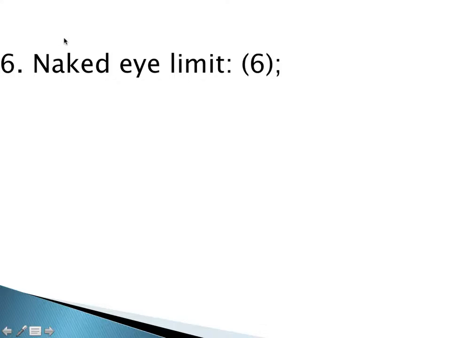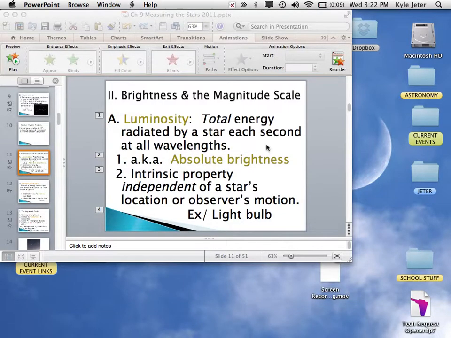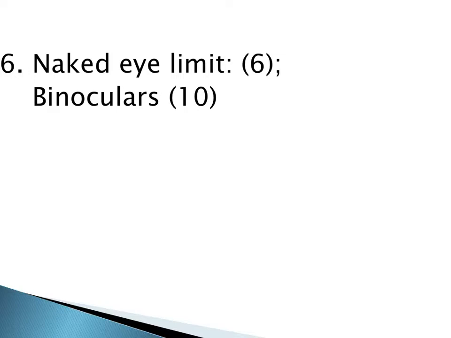Going in the other direction, towards dimmer things, you have a magnitude 6, which should be the limit of the human eye. Of course, with light pollution, that's not really true unless you're somewhere really dark. And with binoculars, you should be able to see down to magnitude 10.